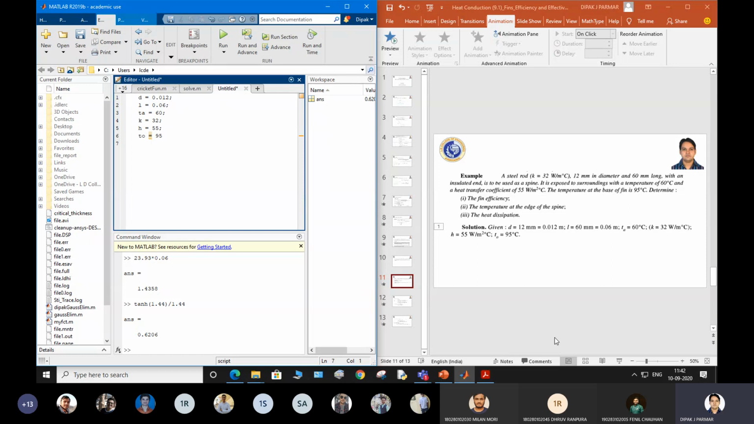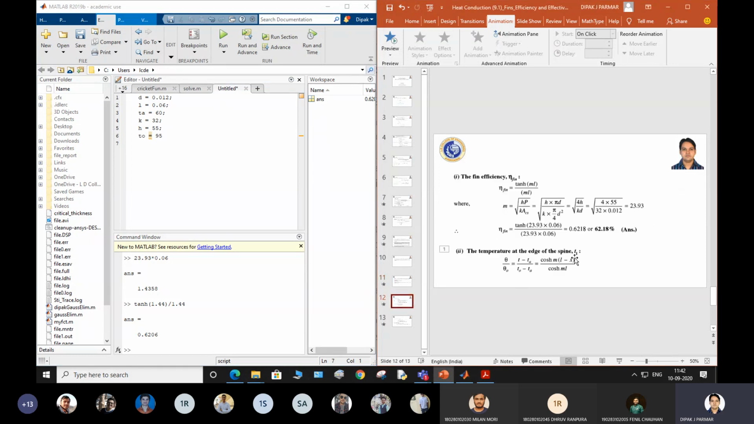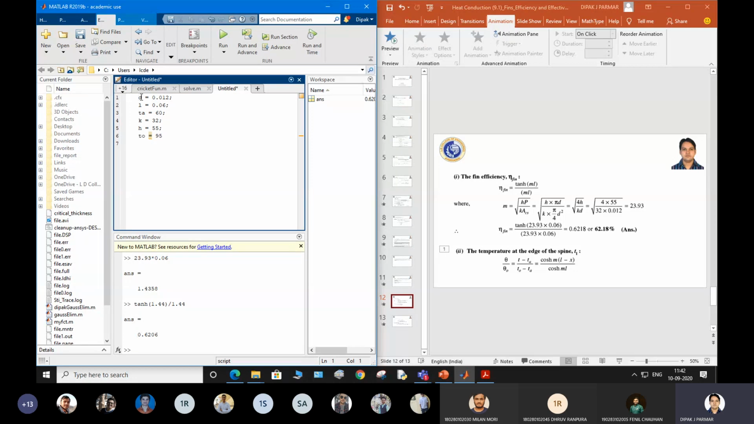So this we have gone through. Now let us start the calculation part. So this is the given data. We want to calculate the efficiency first. So let us calculate the efficiency of the fin.